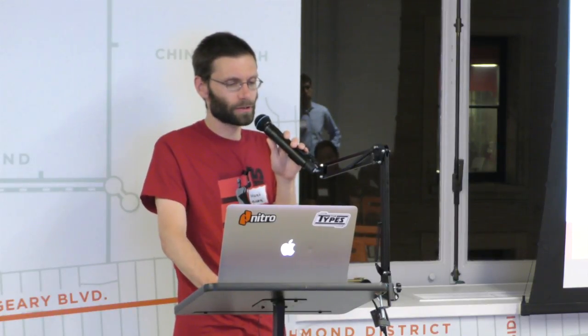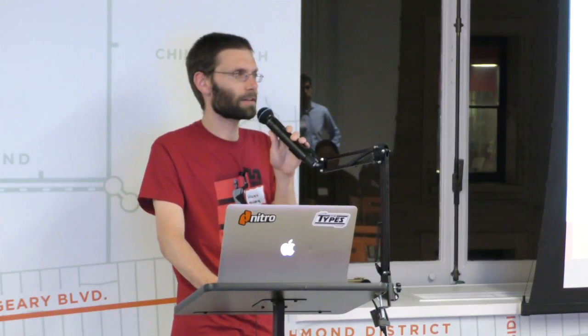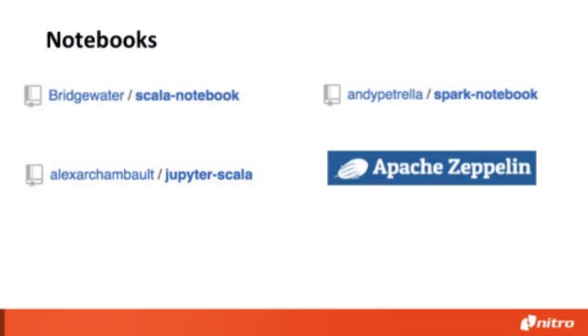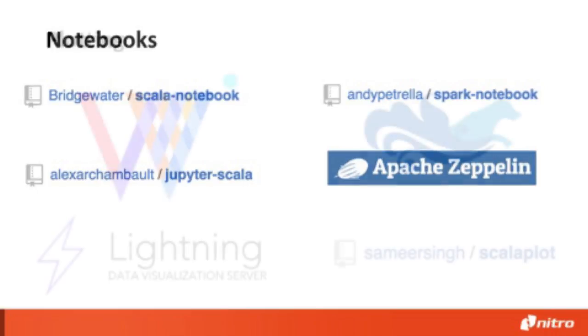Breeze, which is the first logo, by David Hall. This is part of ScalaNLP, and it's a really phenomenal linear algebra library that I use all the time. So there are lots of options. And obviously the notebooks, and Andy is here. So this is my favorite of the notebooks, but I listed all four.